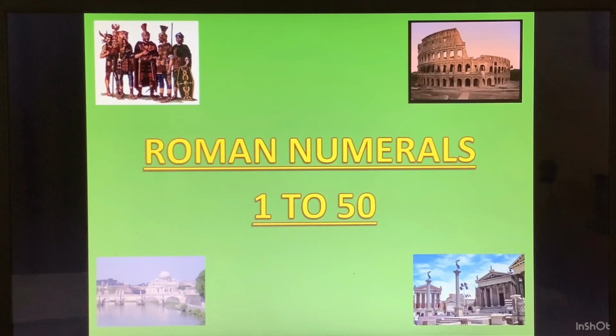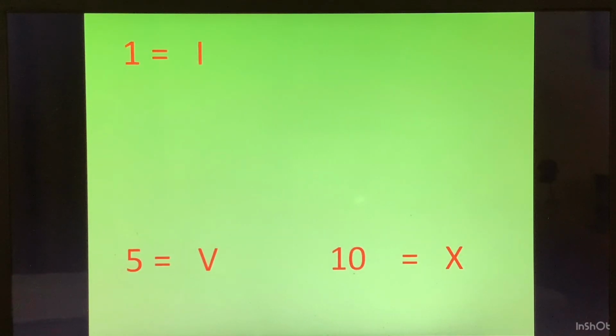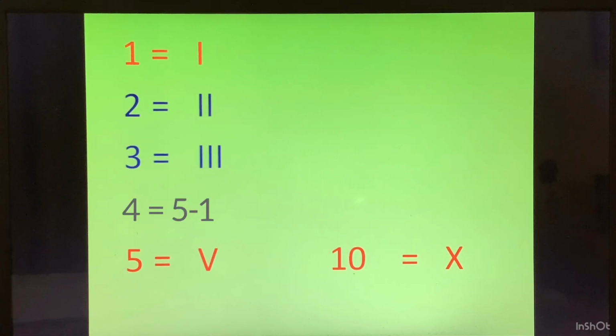Now we will write Roman numerals from 1 to 50 in order. You already know 1 is I, 5 is V and 10 is X. Now we will write the in-between Roman numerals. We will use the rule of repetition and write 2 with 2 I's, II. 3 will be 3 I's, III. Now 4, since we cannot repeat I more than 3 times, we cannot write 4 I's. So for 4 we will write 5 minus 1, so we will write I on the left of 5, which will be IV.